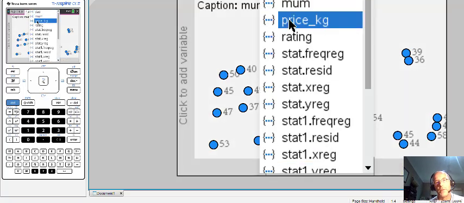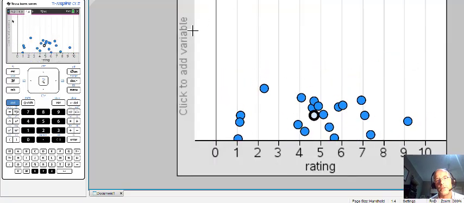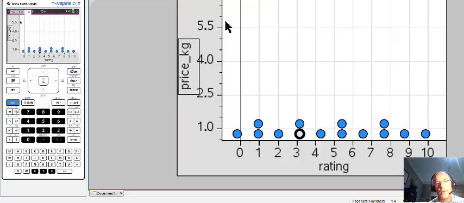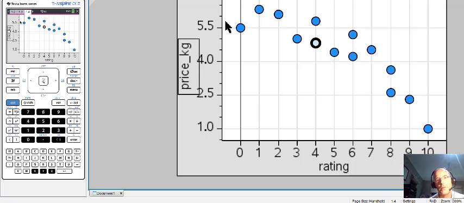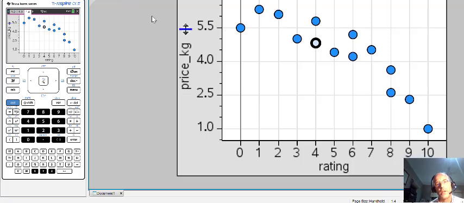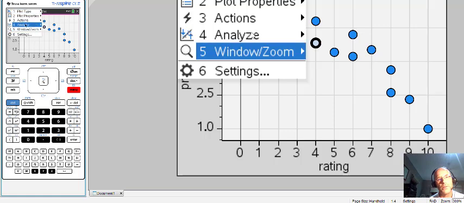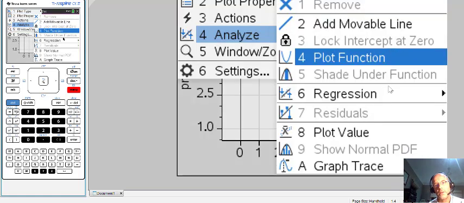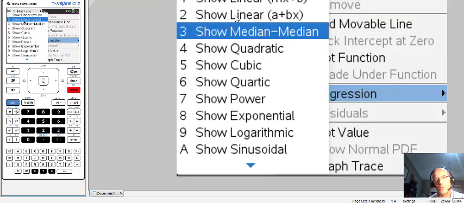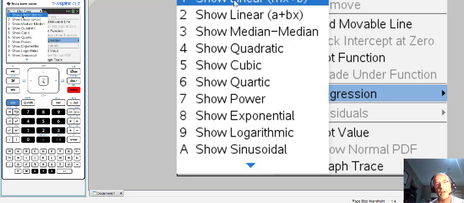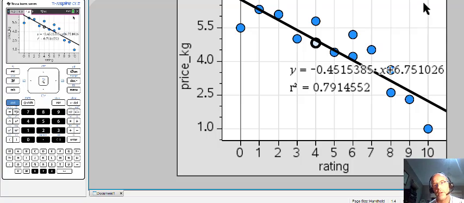And one last thing we can do is basically add in a Z graph, if you want to see a Z graph, and we've got the rating as independent, price per kilo. We can see that's a different shape there, and if you like, as icing on the cake, we can have regression and mx plus b, voila, and R squared there.